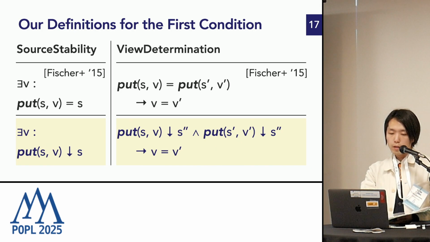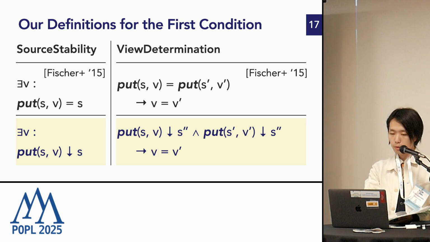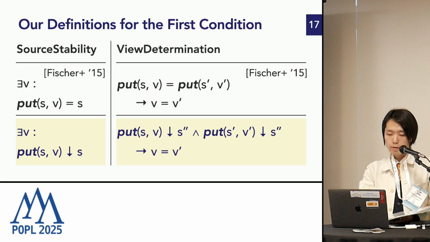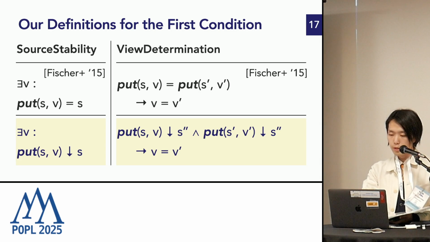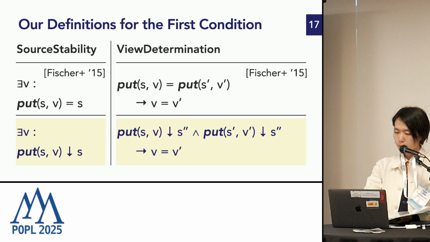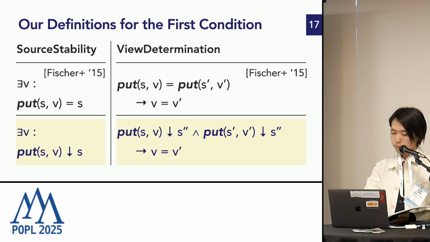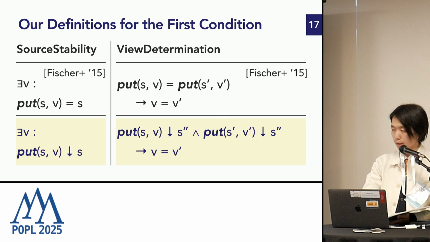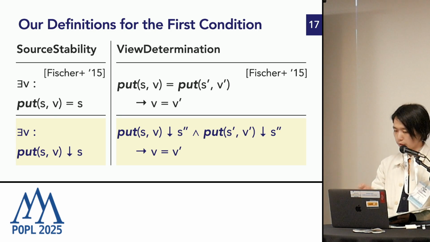We defined 5 lens laws for partial functions. Source stability for partial functions simply changes the equal symbol in the total version to the down arrow symbol. And view determination states that when some views are used to update arbitrary sources, if the updates are successful and the updated sources are the same, the views are also the same, regardless of the original sources.